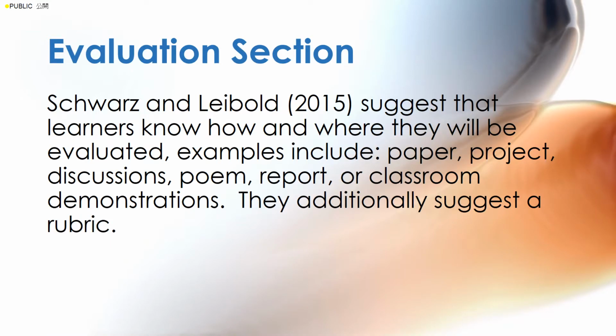The next section is the evaluation section. Schwartz and Leibold again suggest that the learners know how and where they will be evaluated. Examples could include a paper, a project, discussion, poem, report, or classroom demonstration. And if possible, they additionally suggest a rubric be used.